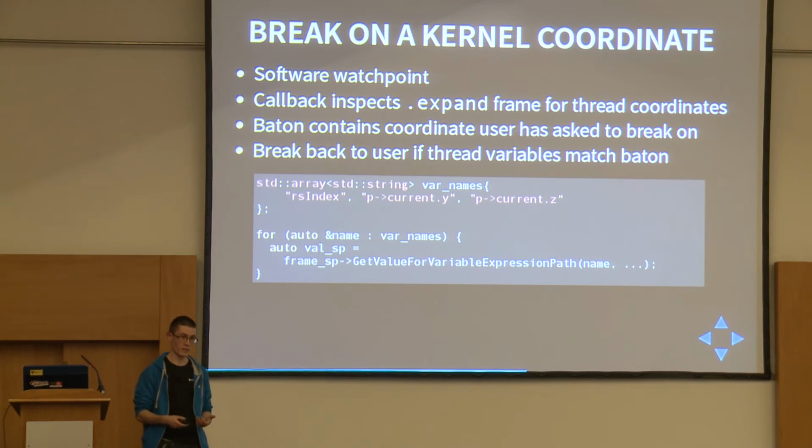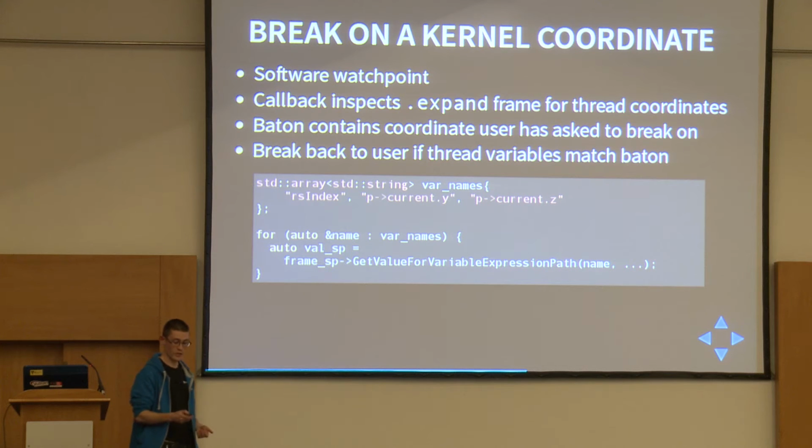Then inside our callback, we've put the hook just on that kernel we want to break on. Inside the callback, we compare the current process state against the baton. If they match, brilliant, break back to the user. Otherwise, it's no bother. Just automatically continue the process and wait till the next time the breakpoint's hit.